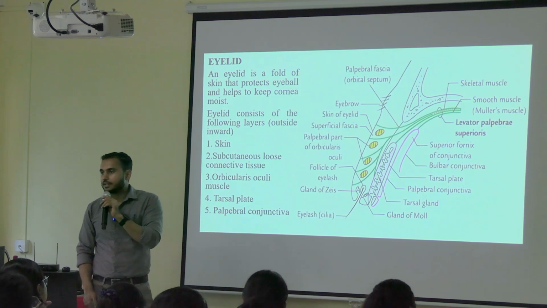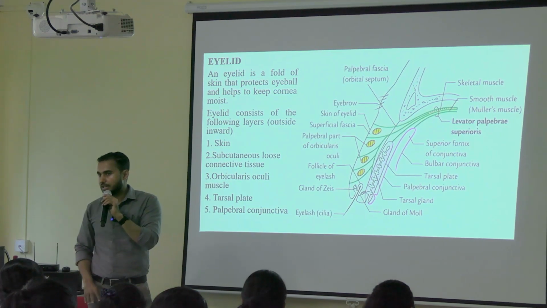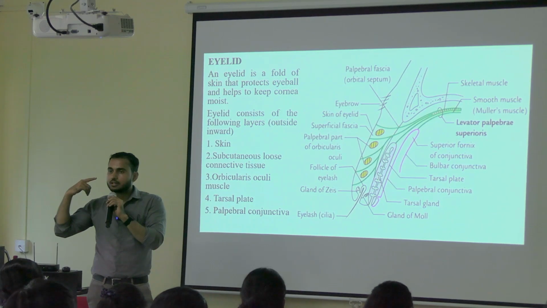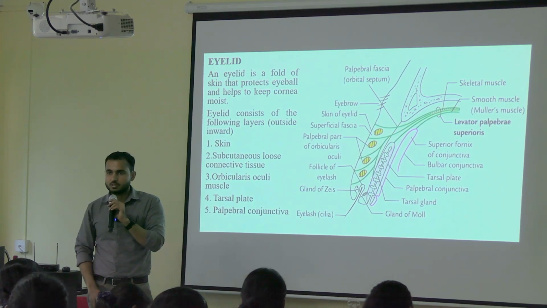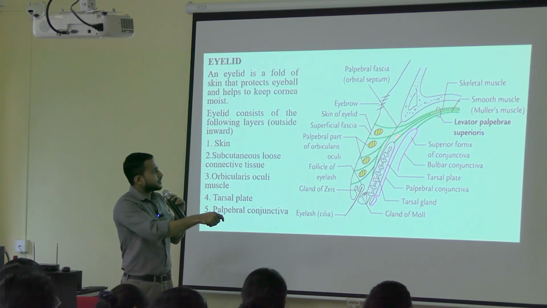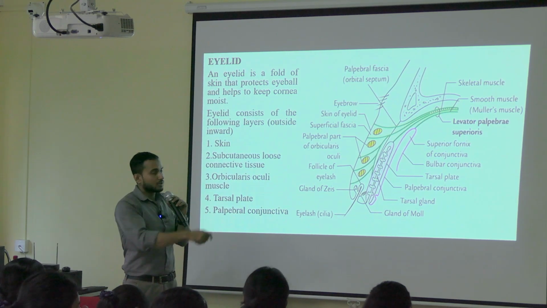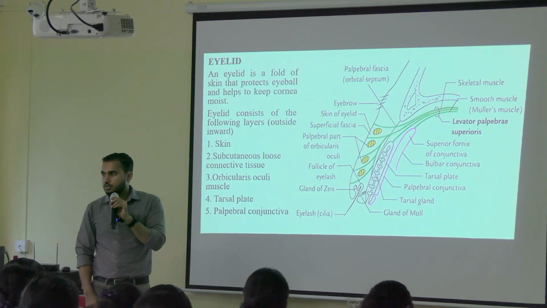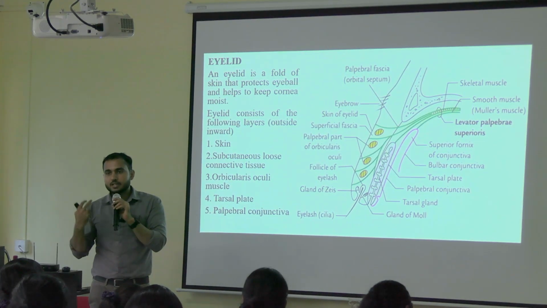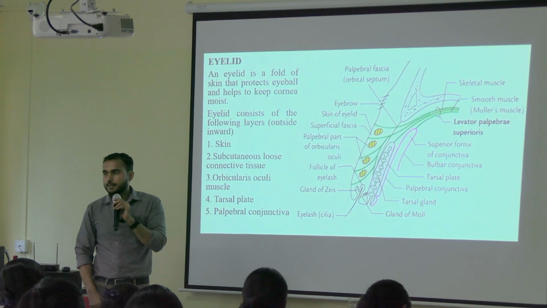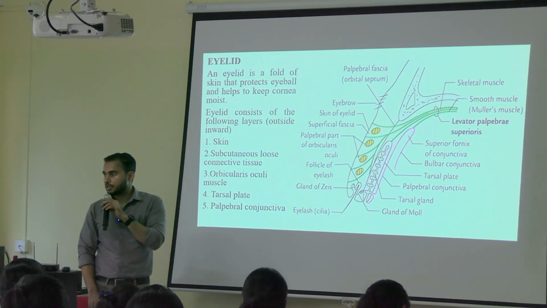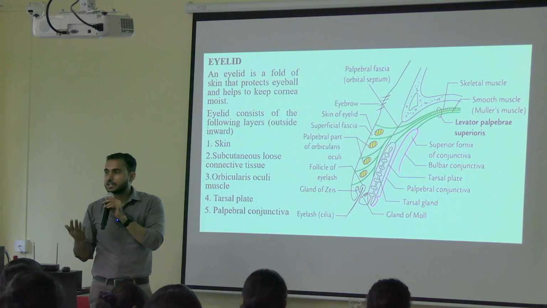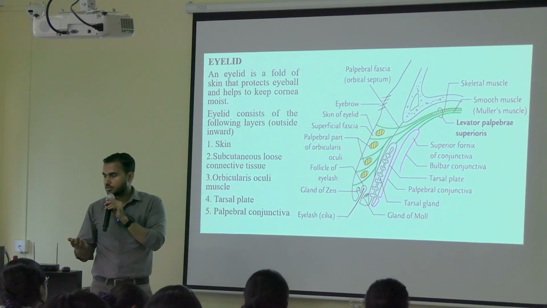Now there is a difference between the upper eyelid and the lower eyelid. What is the difference? In the upper eyelid, you will get an additional muscle, the levator palpebrae superioris muscle. See, the levator palpebrae superioris muscle is not present in the lower eyelid. Now why is it present in the upper eyelid and not in the lower eyelid? Because what is the meaning of levator? What will it do? It will elevate.